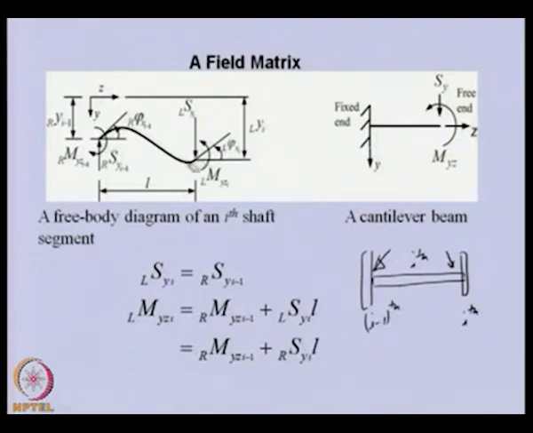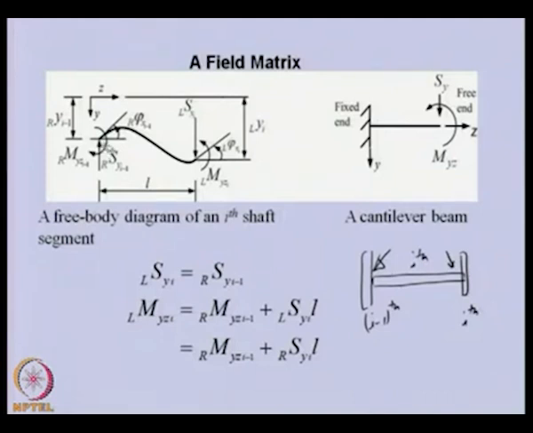So, if we see the free body diagram for this force balance, only 2 forces are acting on this particular shaft, one is the shear force here and the other here. So, they can be equated. So, shear force left of the ith disk is equal to shear force right of the I minus 1 disk.